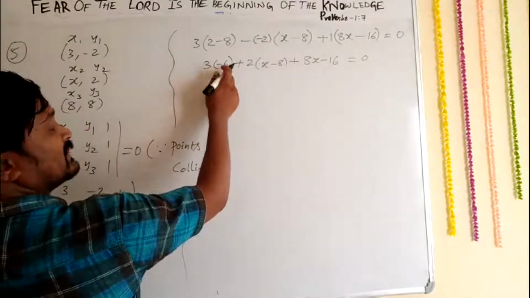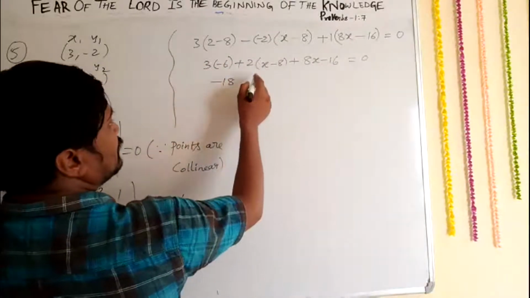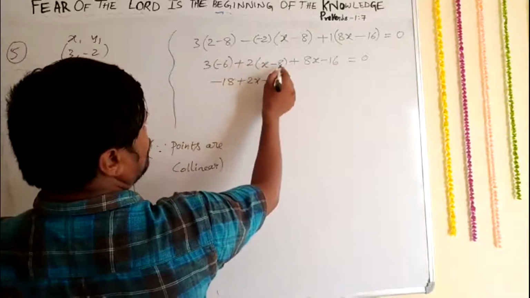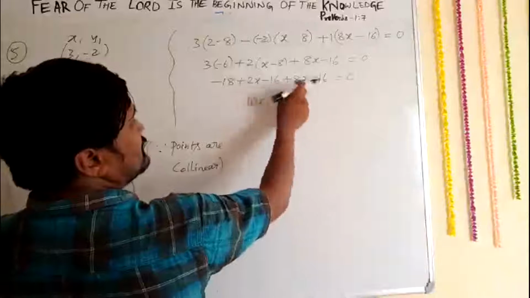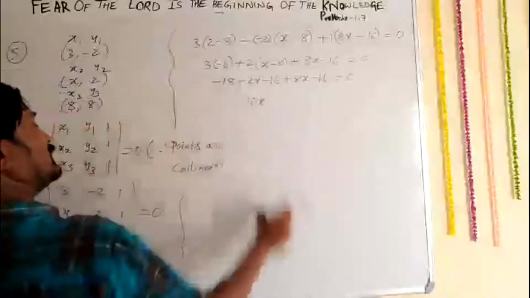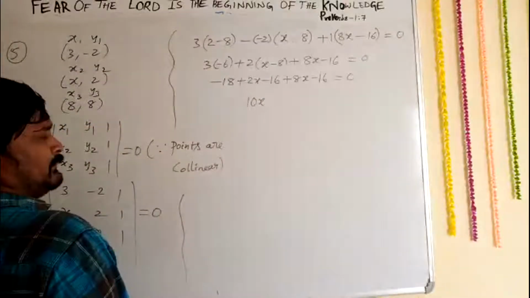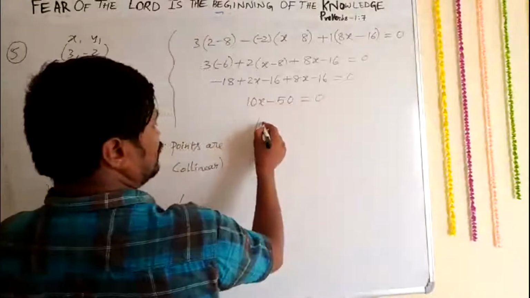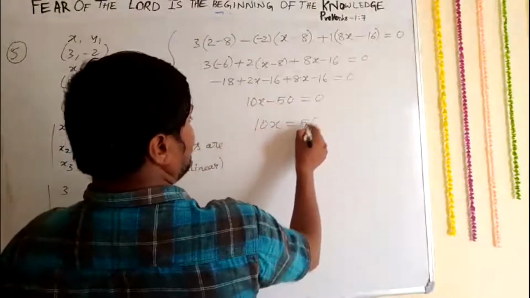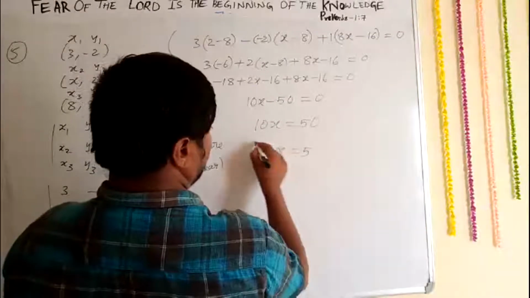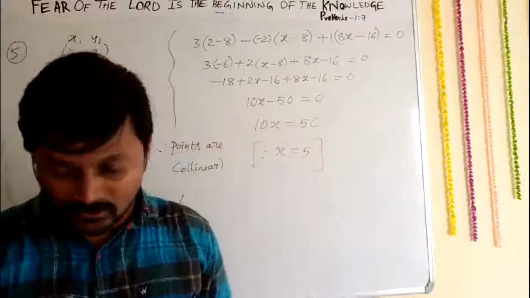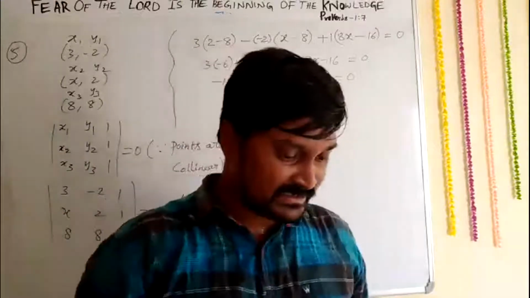3 into minus 6 is nothing but minus 18. 2 into x, 2x, plus into minus 8x plus 2x, 10x, 16 plus 16, 32, 32 plus 18. So 50, that is minus 50 is equal to 0. 10x is equal to 50, x is equal to 5. So your x value is what? 5. So I hope everyone got that x is equal to 5.